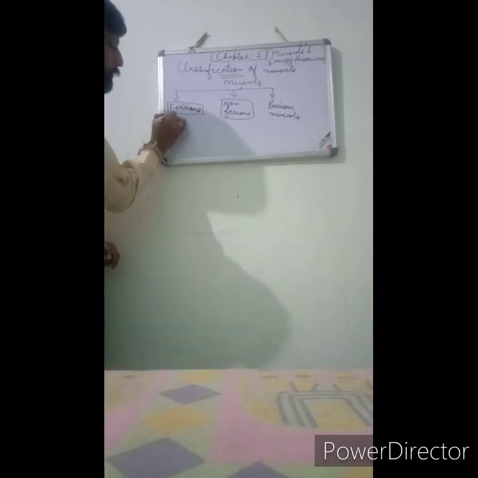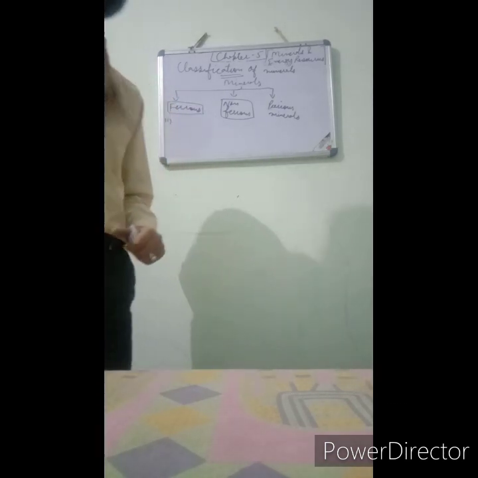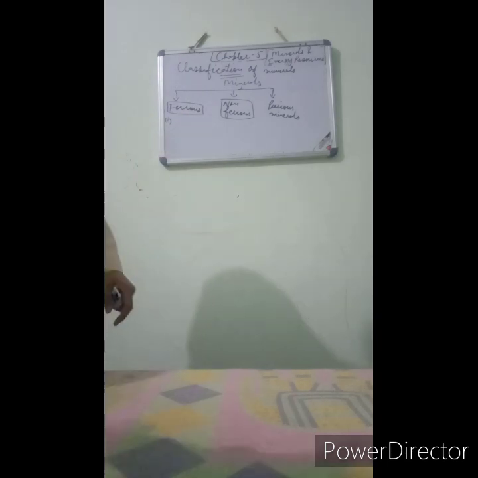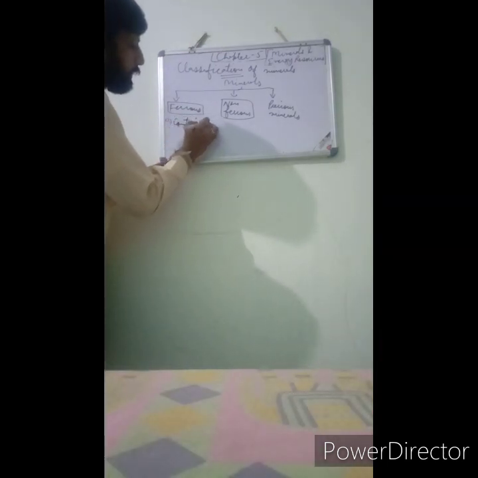Beta, the ferrous minerals are those minerals that contain iron. That contain iron in them. Those minerals are called ferrous minerals. The major difference: these minerals contain iron.